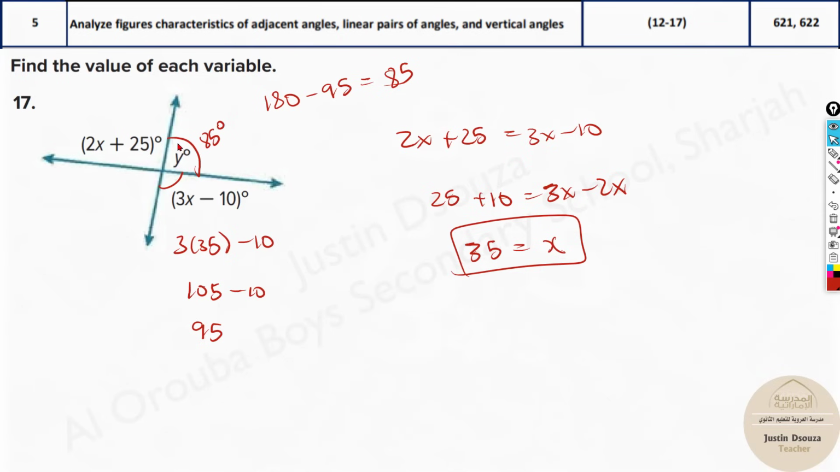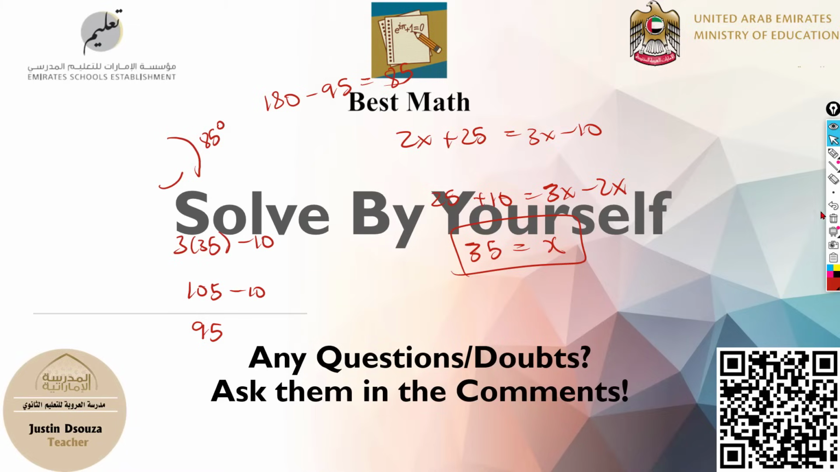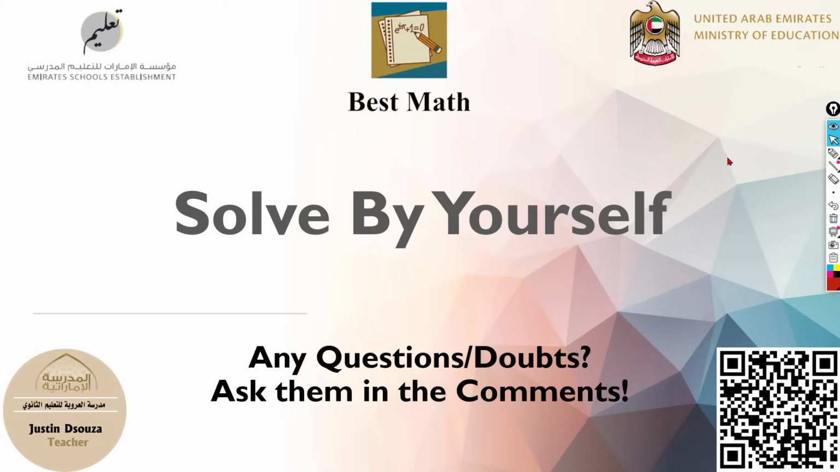And then because these both are linear pair, you easily find the y angle. That's how we do this problem. That's the end of this topic. Just be careful which type of angles they are. There are adjacent angles, vertical angles, linear pair. Just be careful with each of them. And then this is a very easy topic.